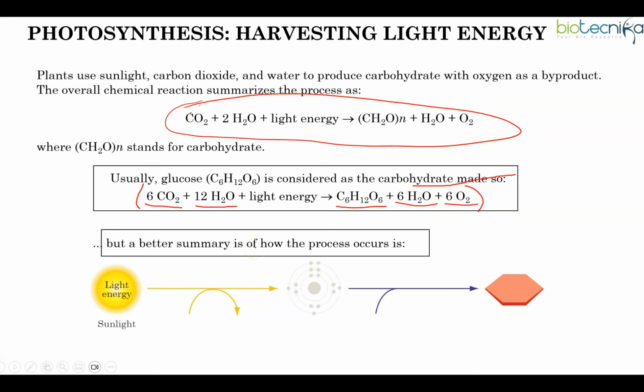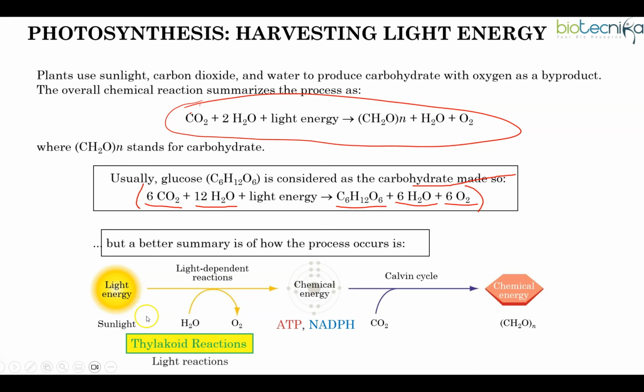But a better summary of this is that you have two different sets of reactions. One is the light reactions, which involve the use of light, not that it takes place in the day, but it uses the light. Yes, light is in the day. And another one is the dark reaction. Dark reaction doesn't take place at night. It's just that it doesn't utilize light energy over here.